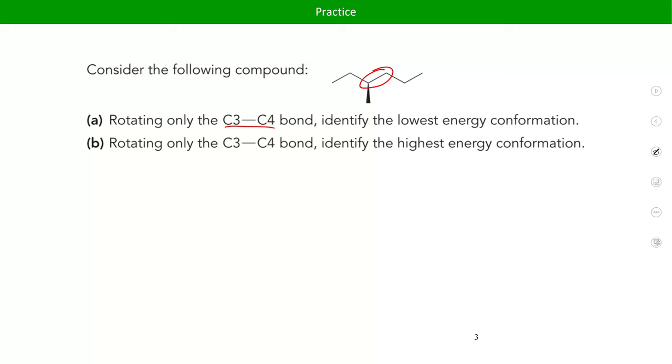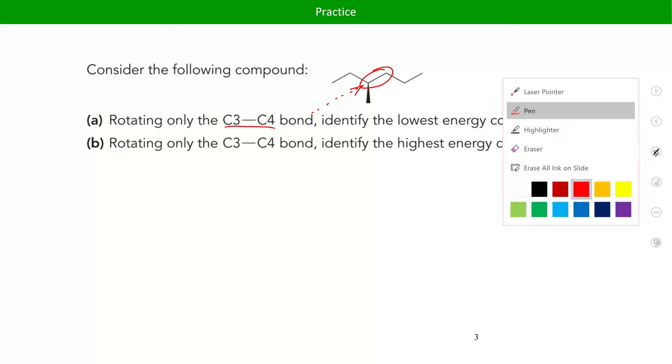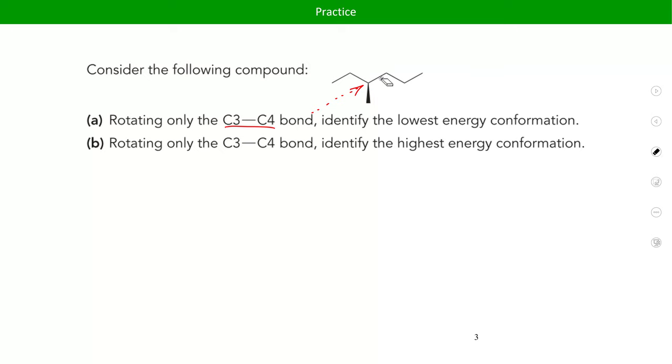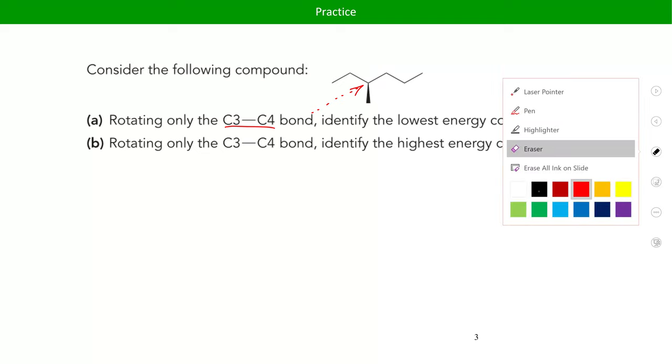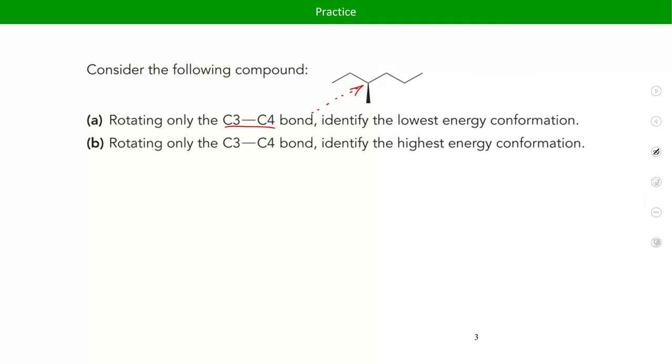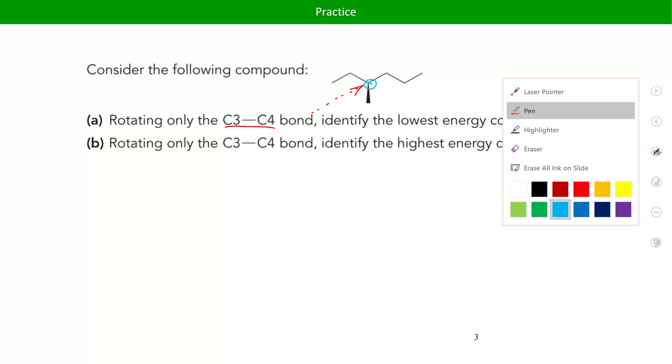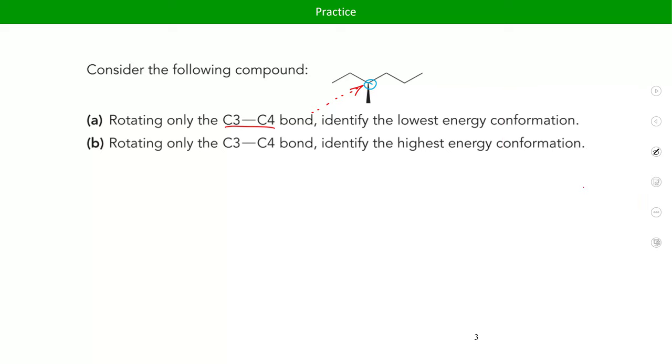So let's look there. Let's look from in the plane of the board, looking at it that way, and try and draw a Newman projection. And I'm going to draw the front carbon in blue and the back carbon in red. So we'll start with the blue.